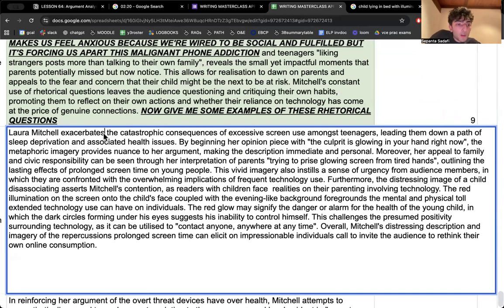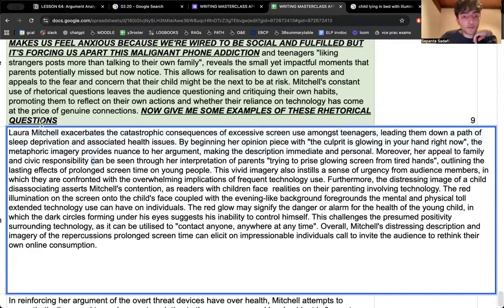Fantastic. Laura Mitchell exacerbates the catastrophic consequences of excessive screen use among teenagers, leading them down a path of sleep deprivation and associated health issues. Her opinion piece begins with, the culprit is glowing in your hand right now. The metaphoric imagery provides nuance to their argument, making the description immediate and personal.